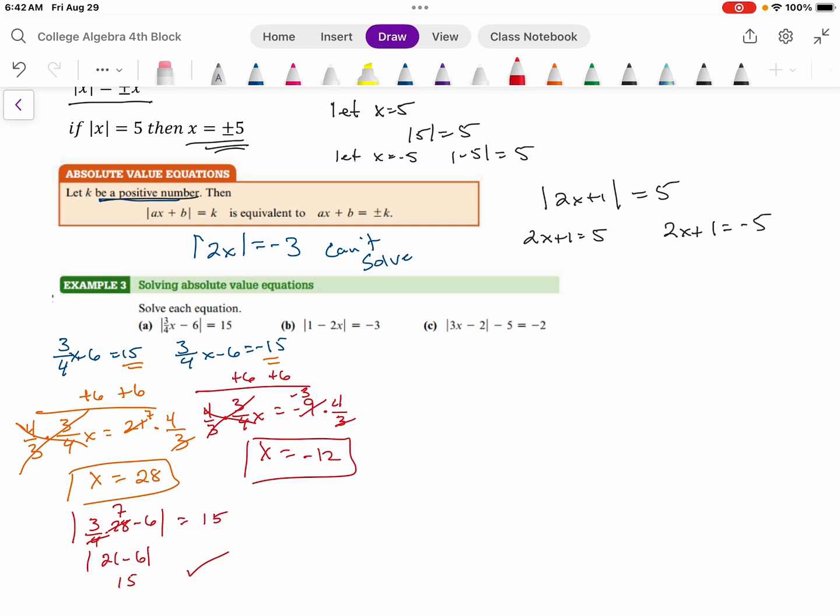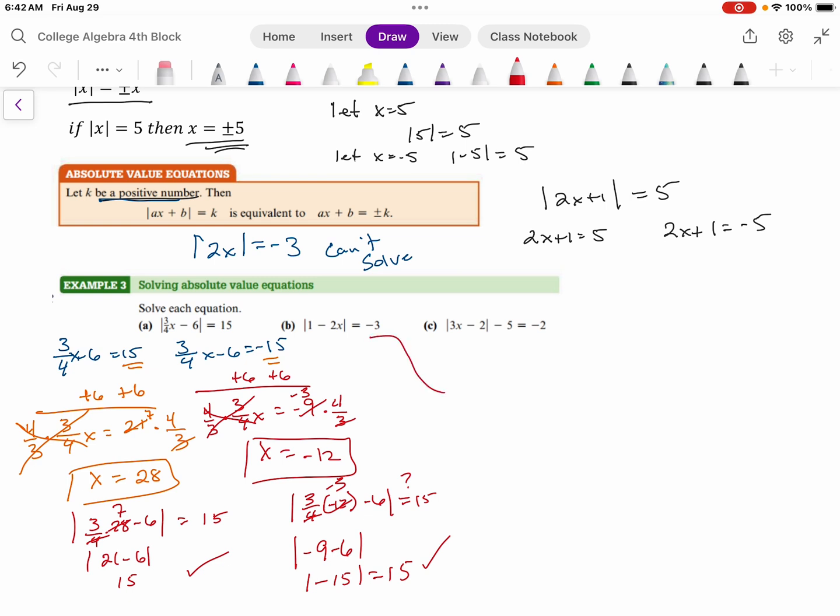On the other one, we would say the absolute value of 3/4 times negative 12 minus 6, does it equal 15? Then 4 goes into that, it's a negative 3. Then we have negative 9 minus 6, and that's the absolute value of negative 15, which we know is 15. And so, yes, it balances. And again, we should double check all the stuff that we're doing.